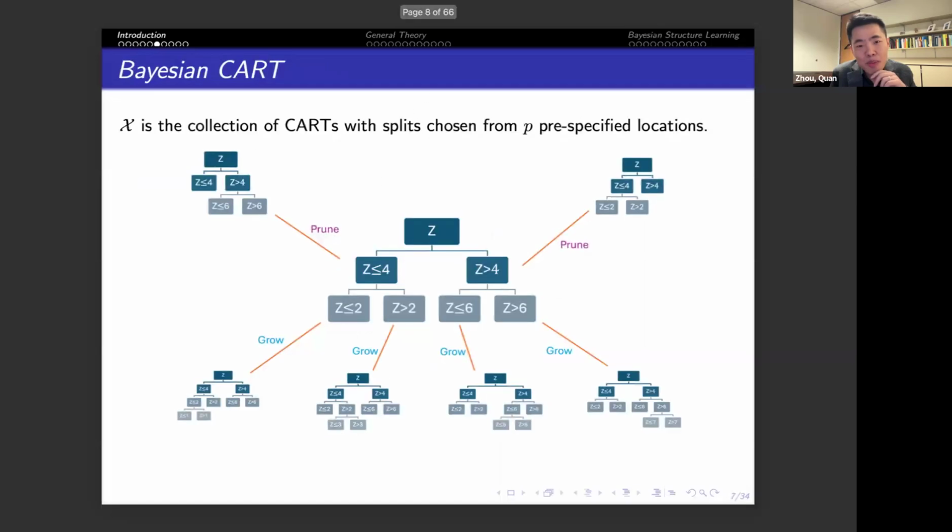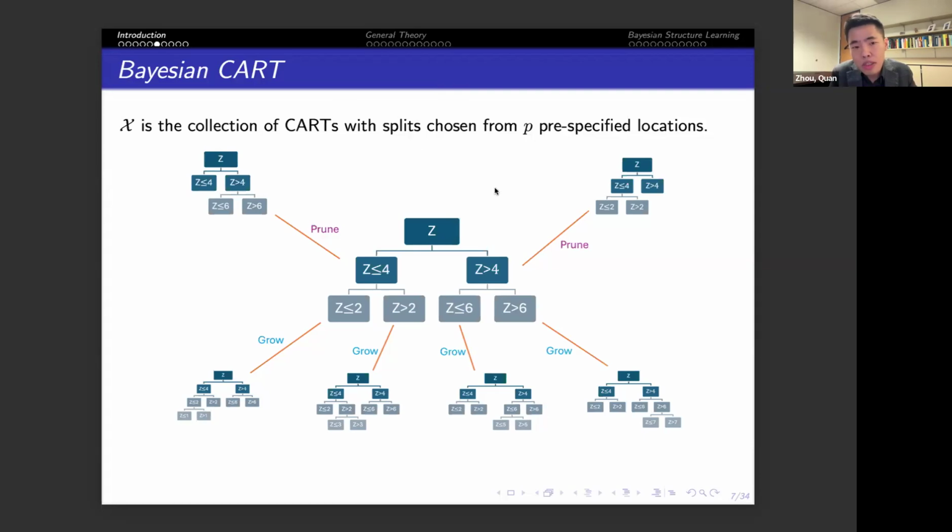So the next example is going to be kind of more complicated. We consider decision trees, or we just say the CART model. For decision trees, let's say that we only have one numerical variable, say maybe we denote it by big Z, and then we can choose, say, p possible locations for splitting, for the splitting rule, in building this decision tree. And then our underlying search space will just be the collection of all the possible decision trees with splits chosen from these p locations.